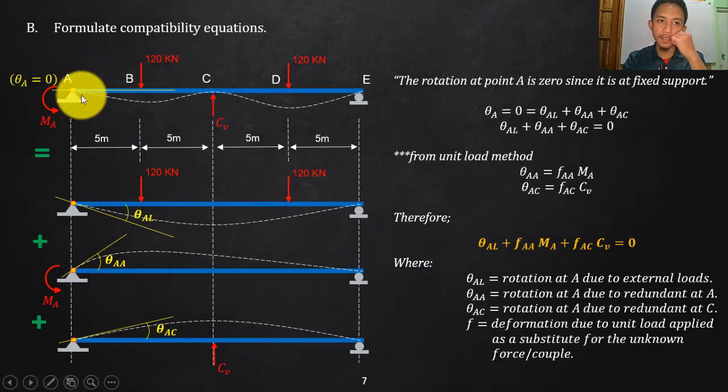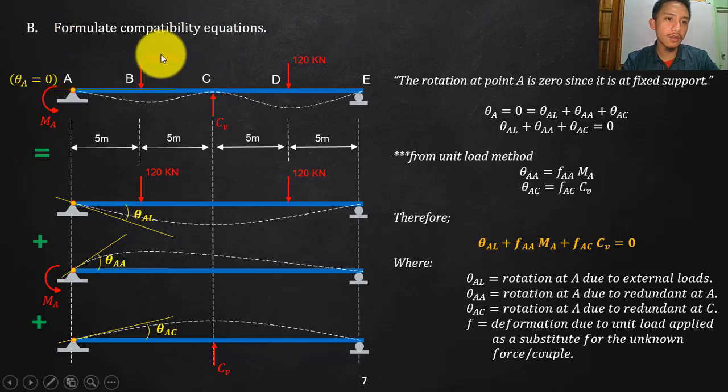Okay, so let's start with your point A. Since I released the moment here, even if that looks like a pin, originally that is fixed, so therefore the rotation at point A should be equal to zero. So I will use that as an idea to create my equation, since that is fixed and the rotation there should be zero.